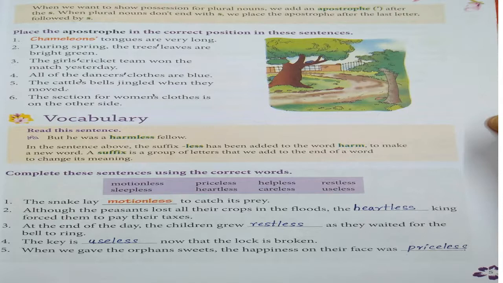There is no S. When it is not ending with S, you first put an apostrophe, then you write S. Did you understand where the apostrophe is placed?